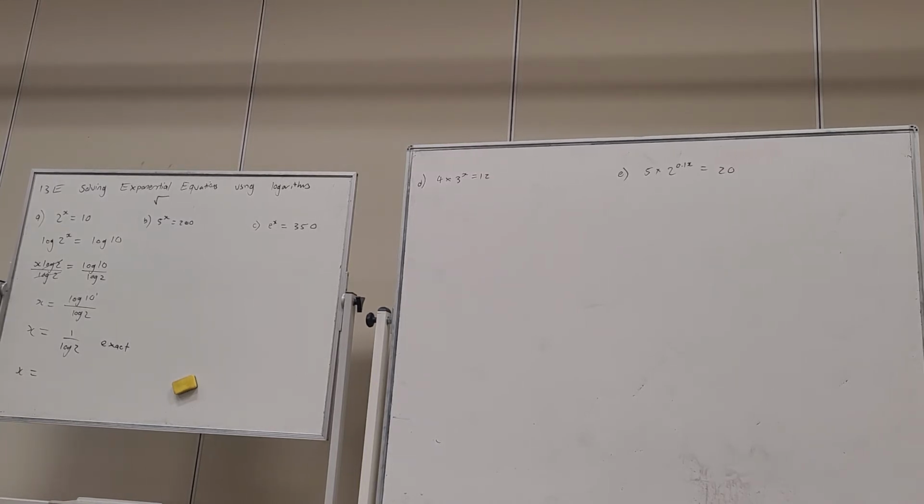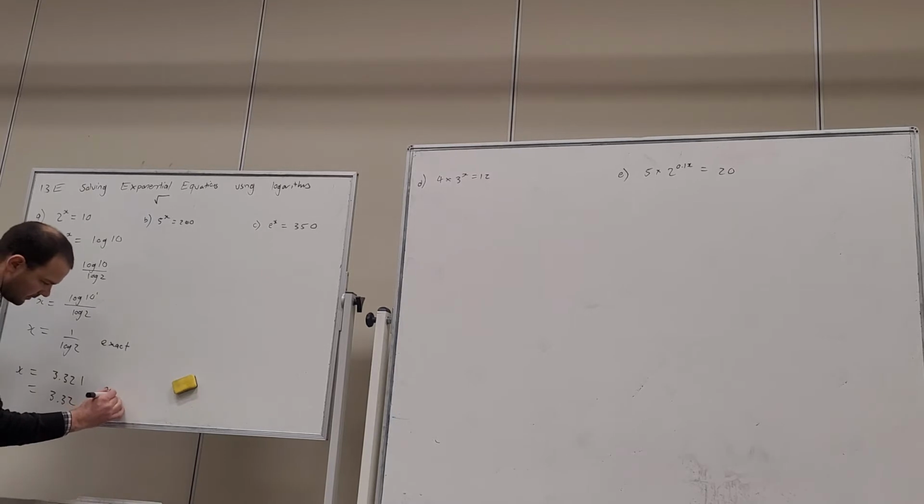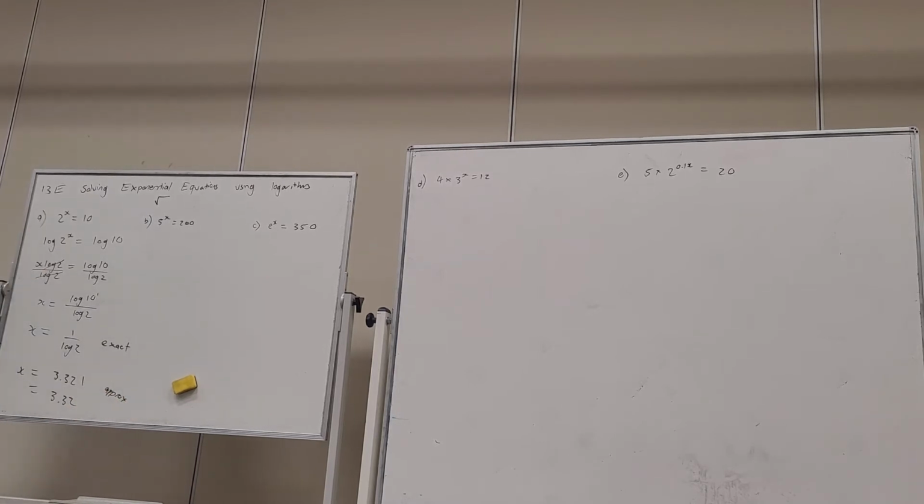So let's do that. 1 divided by log 2. I've got 3.321. I'll round to 3 significant figures, 3.32. That's what we call an approximate solution because we've rounded. Approximate.